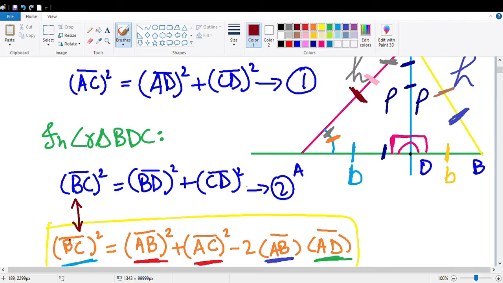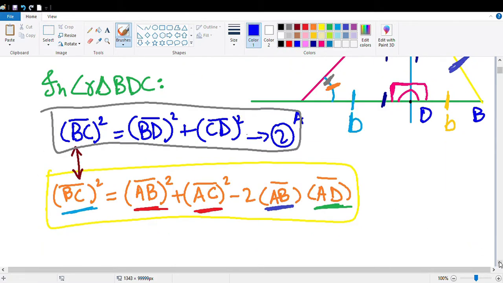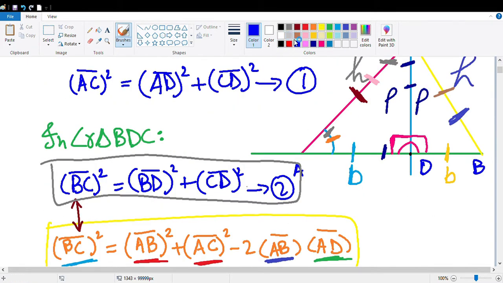Now, as mentioned previously several times, the perpendicular is fixed. It's not going to change for either triangle. But BD, for example, in equation number 2, we're going to use equation number 2, this one right here, because it contains BC squared. So yeah, we're going to be dealing with that. Now BD can change. CD over here cannot change, but BD, we know it can change.